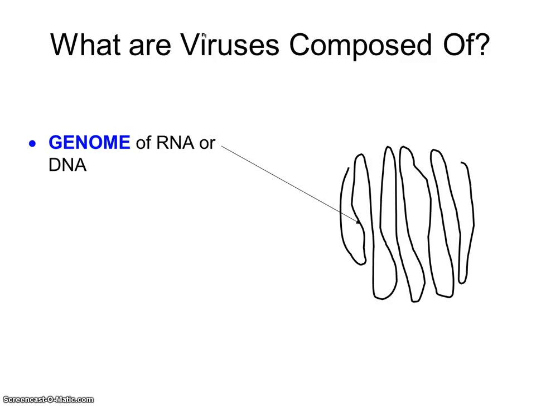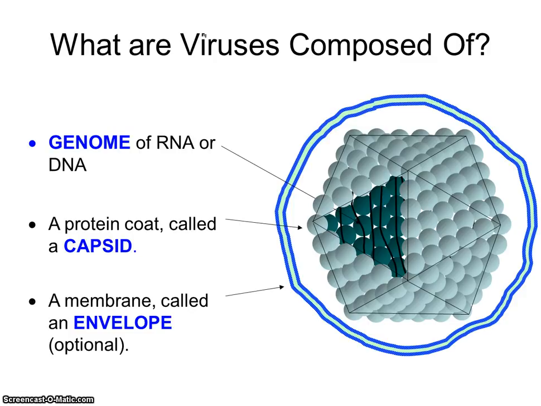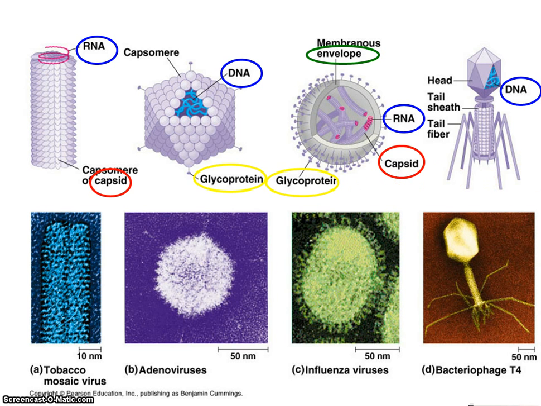I've kind of talked about what they're made of, but we know they're made of their genetic material, which is either RNA or DNA. They have a capsid, which is their protein coat, the shell that surrounds and holds that information. And some of them could have an envelope. Not all of them, but some could have an envelope that surrounds the capsid, kind of like a membrane.